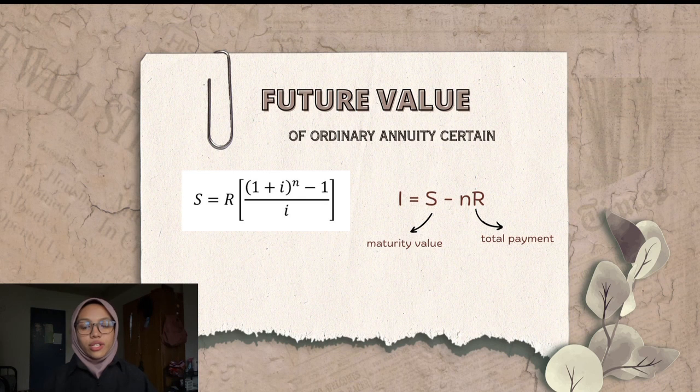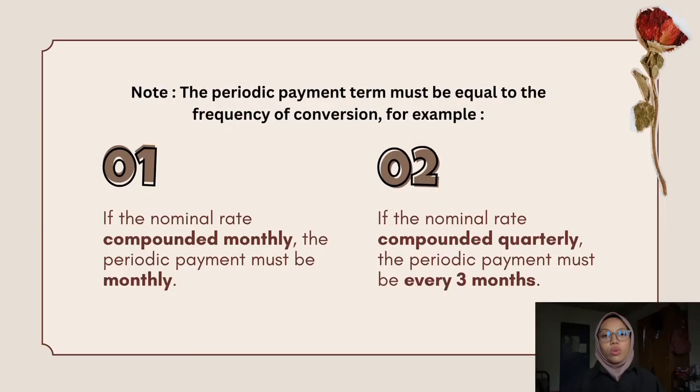The interest earned or paid, I, from an investment or loan in the annuity is given by I equals S minus nR, where S stands for maturity value and nR stands for total payment. We must remember that the credit payment term must be equal to the frequency of conversion. For example, if the nominal rate is compounded monthly, the credit payment must be monthly. If the nominal rate is compounded quarterly, the credit payment must be every 3 months.